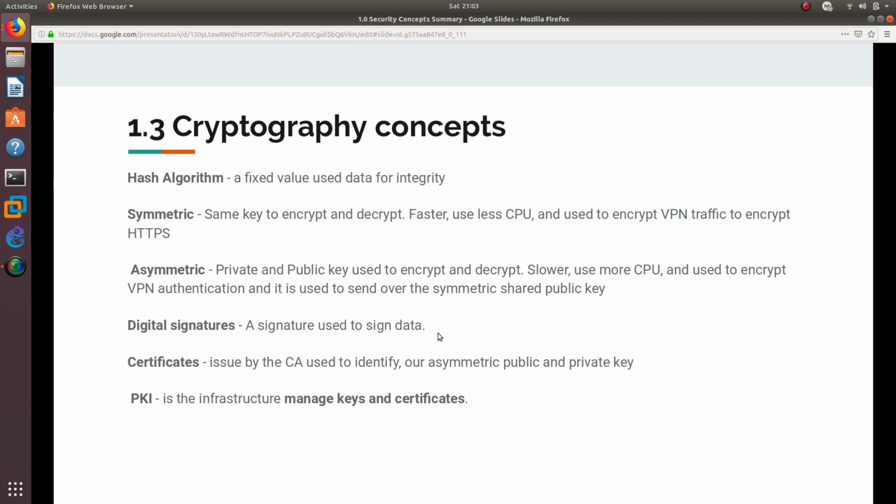Digital signatures are signatures that you use to sign your data, saying that you are actually the one sending that data over. Certificates are issued by the CA, and they are used to identify our asymmetric public and private keys. I think the certificate is how we get our asymmetric private and public keys. Okay, and the PKI is the infrastructure that manages keys and certificates.